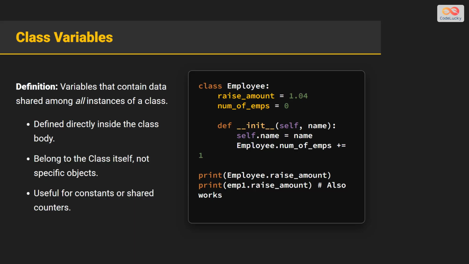Now let us look at class variables. These are variables shared among all instances of a class. You define them directly inside the class body, but outside of any methods. These are perfect for constants, configuration settings, or counters that need to track something across all objects.